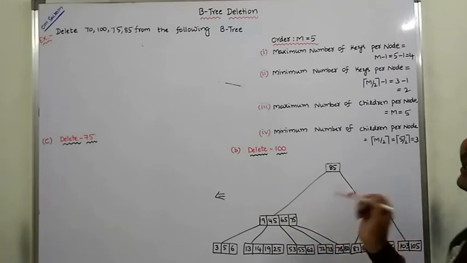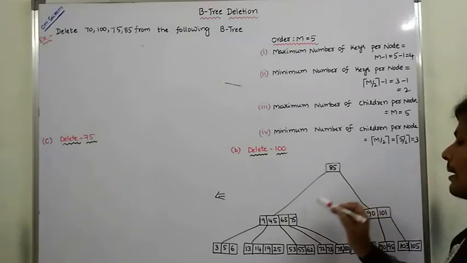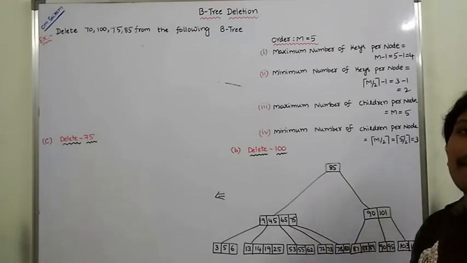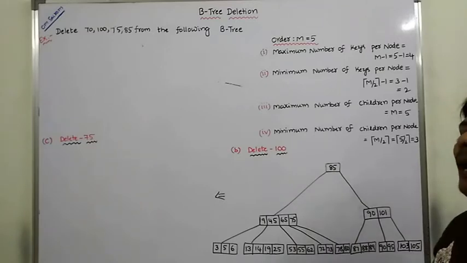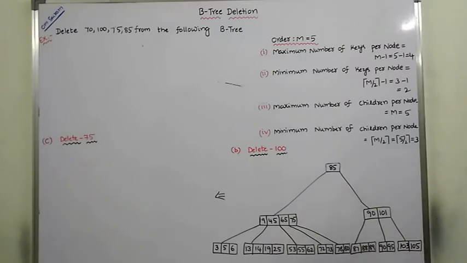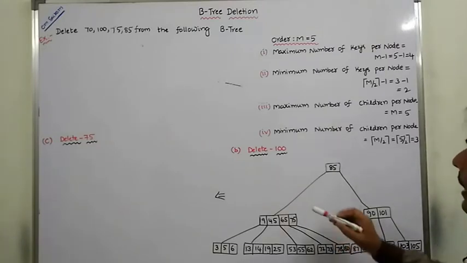The procedure is that our target key element is replaced with either the in-order predecessor of that node or the in-order successor of that node. In-order predecessor means the maximum element in the left subtree, and in-order successor means the minimum element in the right subtree. So first we have to consider the in-order predecessor.